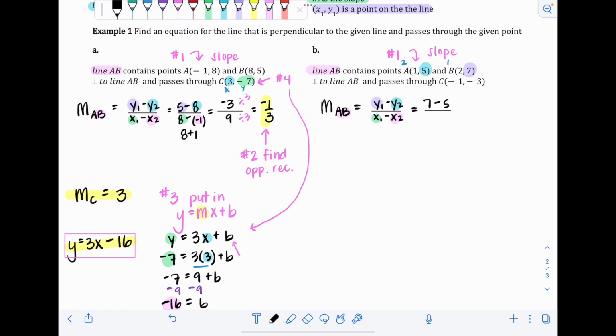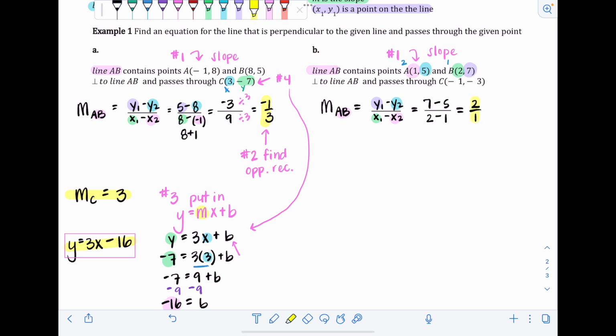And then in the denominator, x1 is 2. The x from point number 1 is 2. And then x2, the x from point number 2, is 1, so minus 1. And then we can subtract in the numerator. 7 minus 5 is 2, over 2 minus 1 is 1. So our slope is 2 over 1.